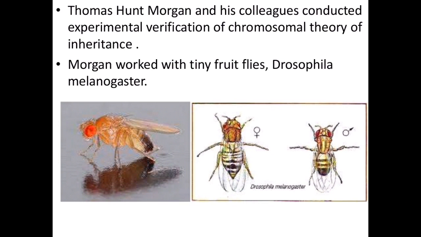Thomas Hunt Morgan and his colleagues conducted experimental verification of the chromosome theory of inheritance. Morgan worked with tiny fruit flies, Drosophila melanogaster. That's why T.H. Morgan is known as the father of Drosophila genetics. Drosophila is a fruit fly.